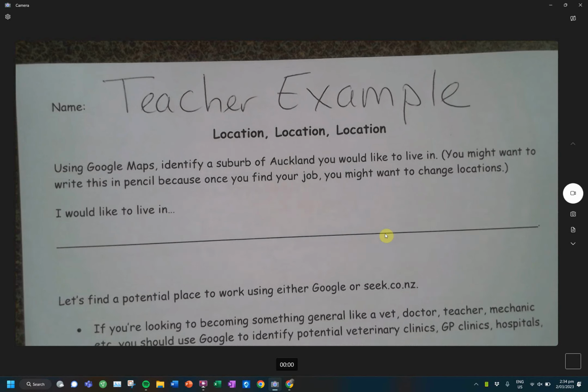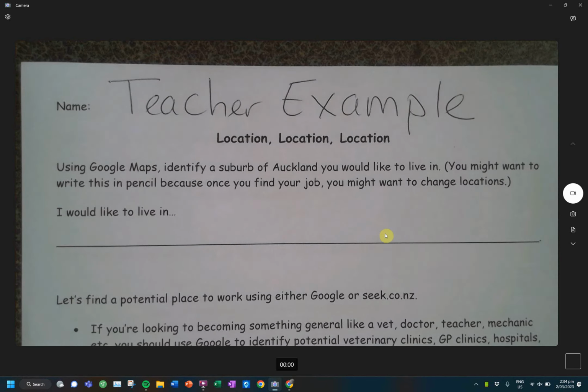So, I have titled this activity location, location, location. We are basically thinking about locations. Looking at our learning intention, we're going to be identifying a potential job. In a moment, you will take the imaginary job that you have researched and see where you can find employment. You're also going to think about where you would like to live in Auckland. And what we're going to do is see how far those two locations are so we can research the time costs and the monetary costs of getting to and from work every day.